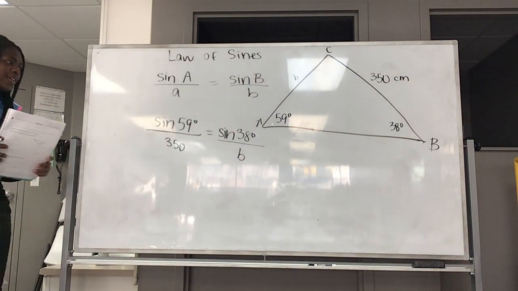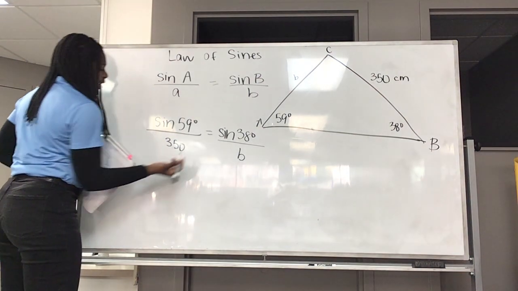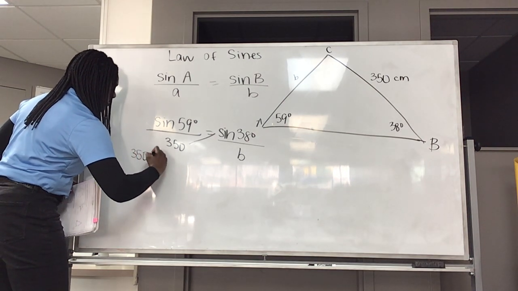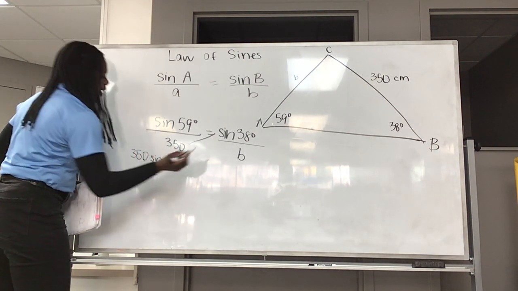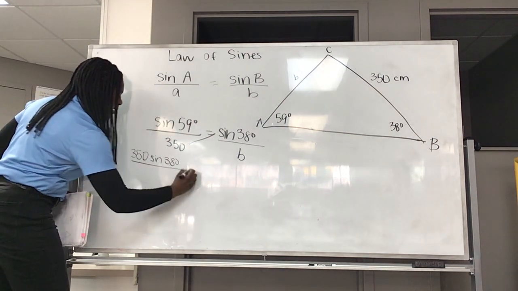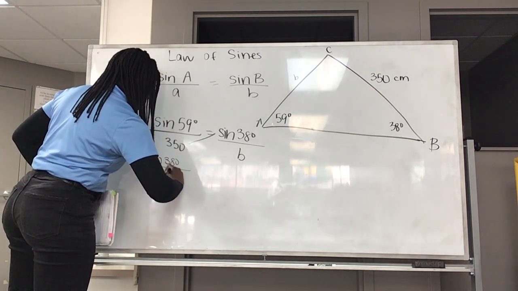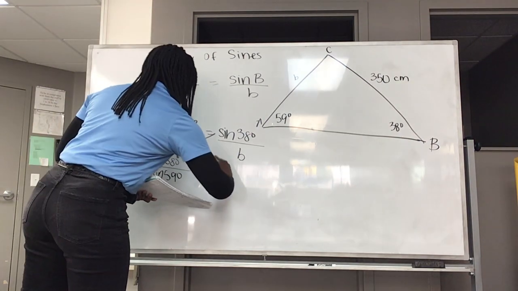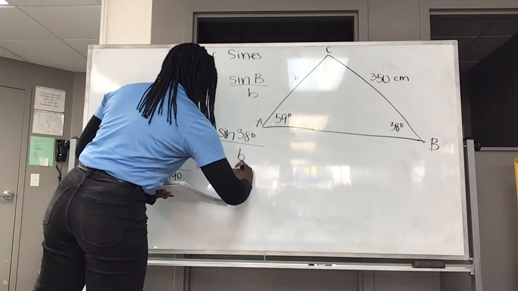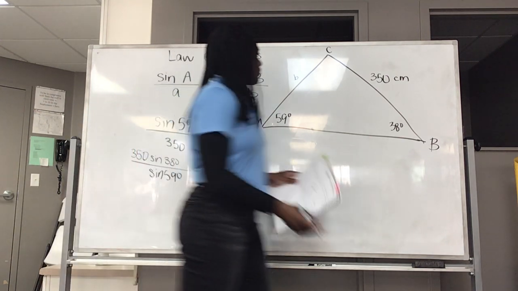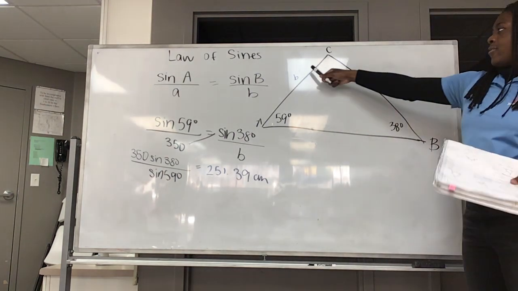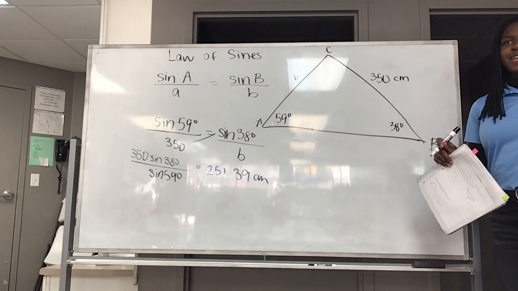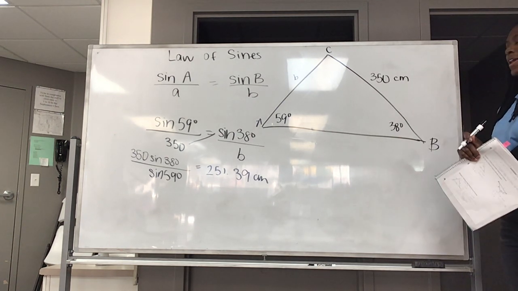So to solve for B, what I have to do is cross multiply: 350 times sine of 38. And then I divide it by sine of 59. And you should get in your calculators 251.39 centimeters. So that would be the value of side length B. Oh, sorry, it's kind of crooked. But did that make sense? How we got that?